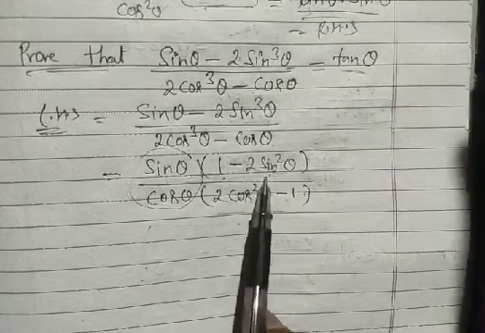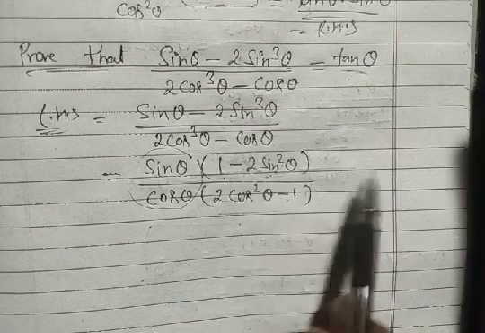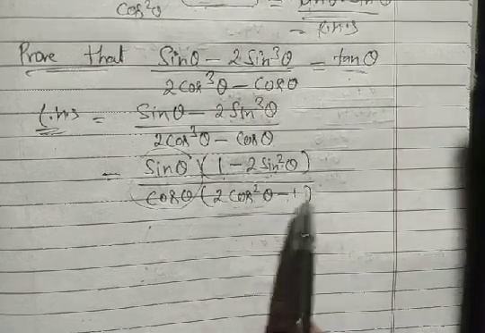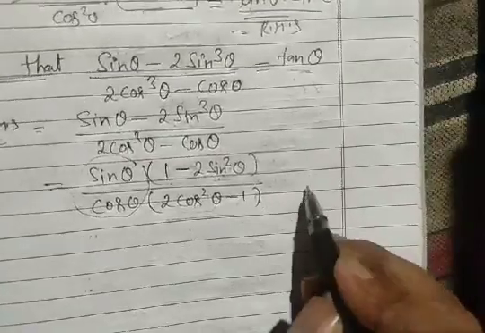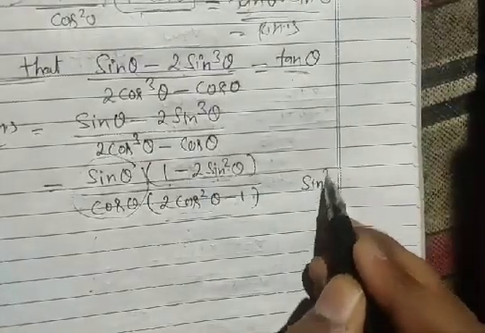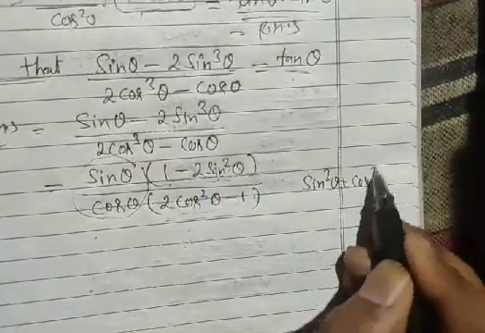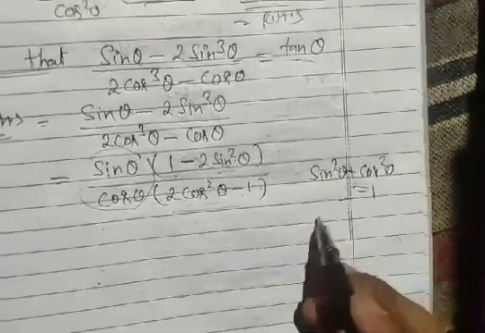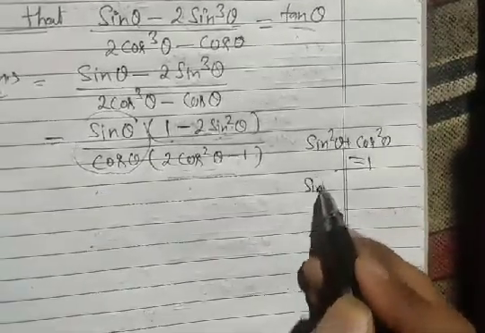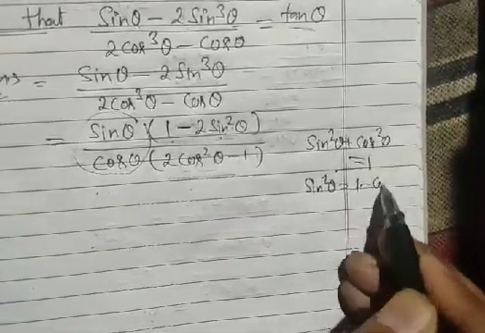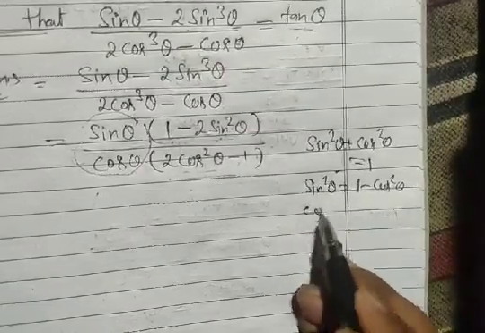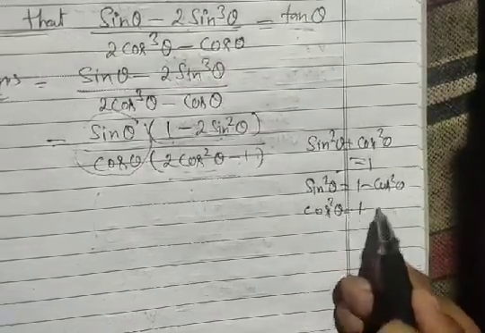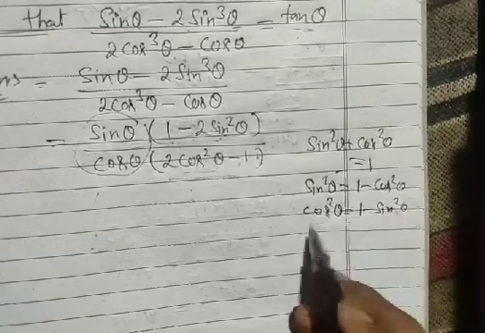We can convert our sin square in terms of cos, or we can convert our cos in terms of sin by using the identity. We have sin square theta plus cos square theta equal to 1. Then we can write sin square theta equal to what? It's 1 minus cos square theta. Then also cos square theta is what? It's 1 minus sin square theta.